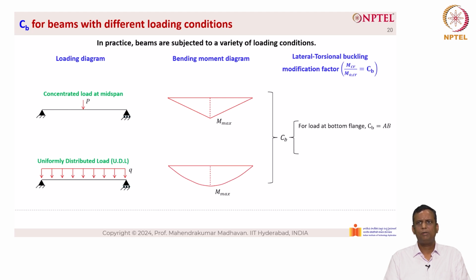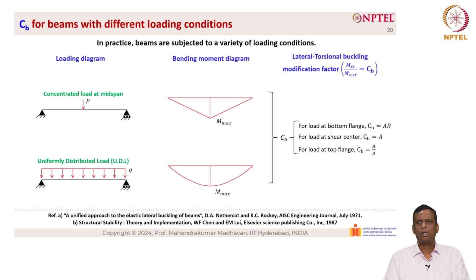And the CB values for load at the bottom flange is given as CB equal to A into B. For load at the shear center, CB is given as A, and for load acting at the top flange, CB is given as A by B. And this equation has been taken from Nethercott and Rocky. The title of the paper is A Unified Approach to the Elastic Lateral Buckling of Beams by Nethercott and Rocky, published in 1971 in AISC Engineering Journal.